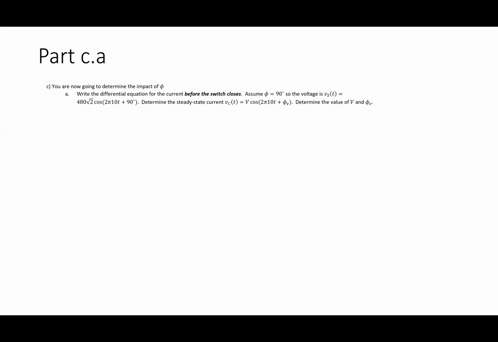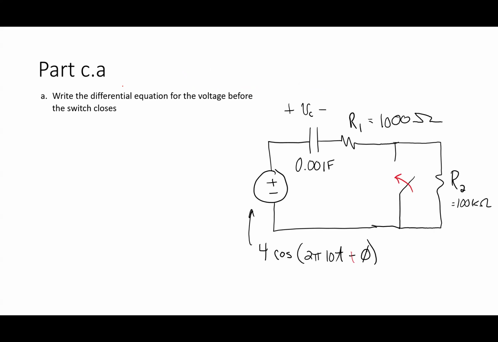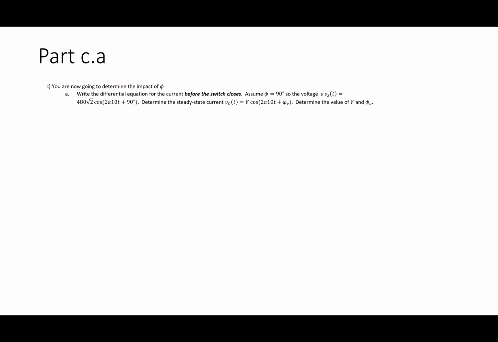All right. So the last part here, part C. I'm going to determine the impact of phi, because in reality, what I said was for this circuit, I had this thing right here. I said the source is actually plus phi like that. And I want to investigate its impact. So what I end up doing here is I say, okay, we'll write the differential equation for the current before the switch closes and assume phi equals 90 degrees. So the voltage is this. And I didn't change that from the problem. So it's actually 4 cosine 2 pi 10t plus phi.